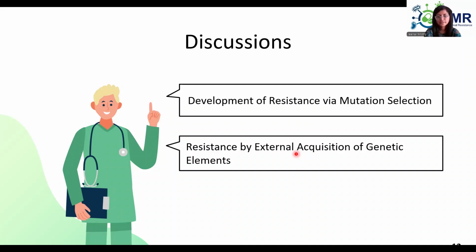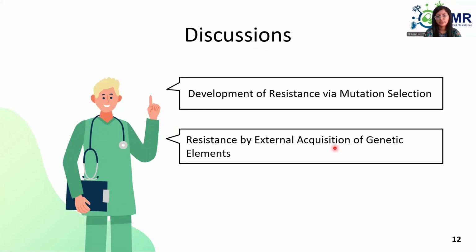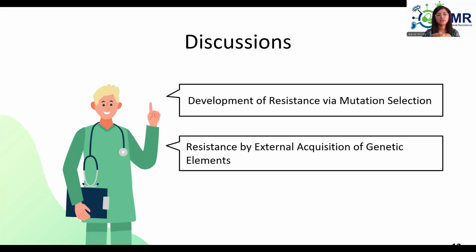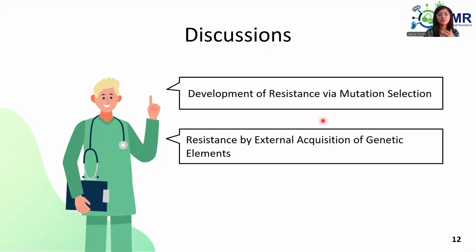And the second is resistance by external acquisition of genetic elements. In that case, resistance occurs through transduction, transformation, conjugation. That is also resistance through horizontal transfer of the gene and vertical transfer of that gene, which affects resistance to antimicrobial agents, right? So this is how pharmacogenetics affects drug resistance. I'm telling it very briefly, but it has much more detail. Okay, so this is how drug resistance can occur.